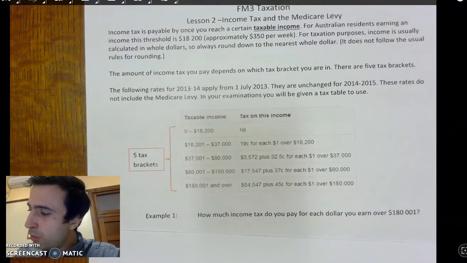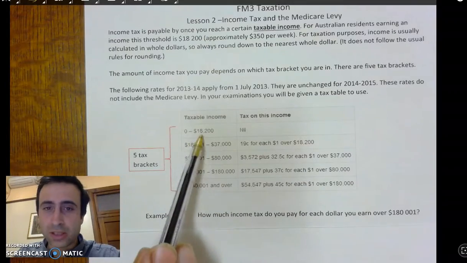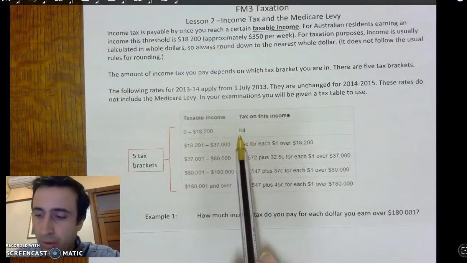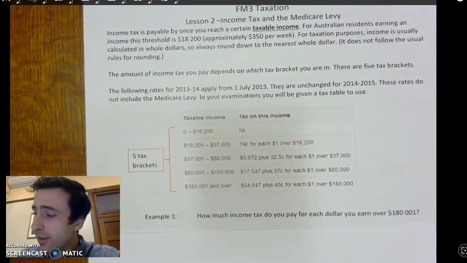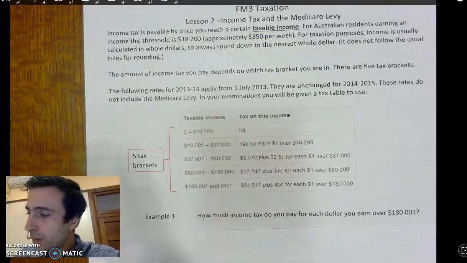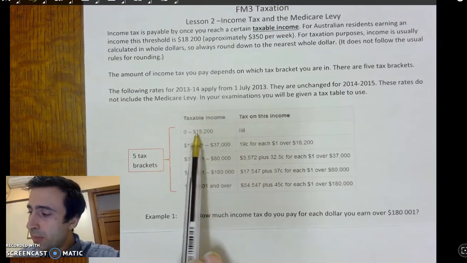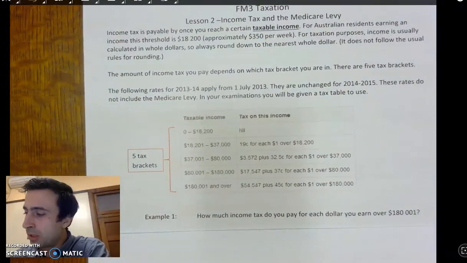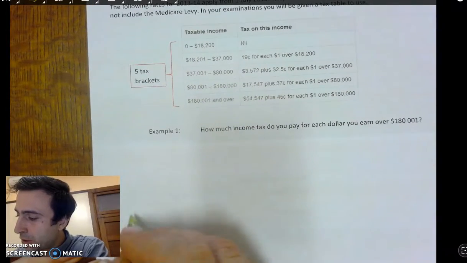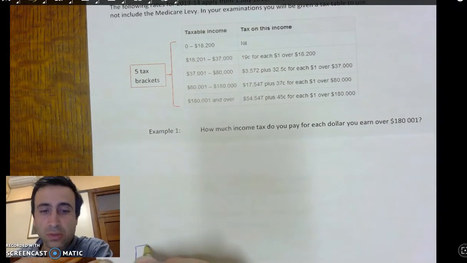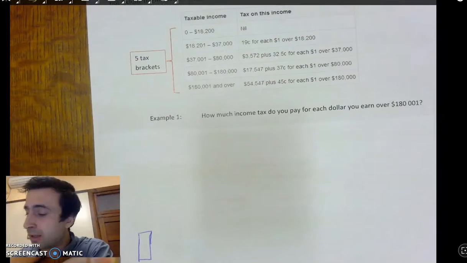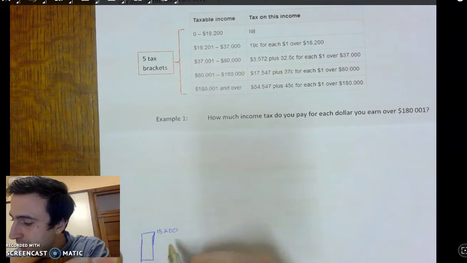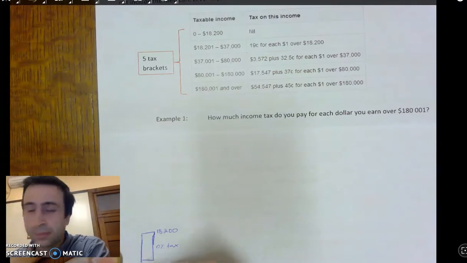So we see here that if you earn from 0 to $18,200 in this table, you actually don't get taxed. And so a lot of high school kids who go and work at Macca's or whatever, they actually don't pay any tax because they don't earn more than $18,200. Up to $18,200, it's 0% tax. In other words, you keep all of that money.